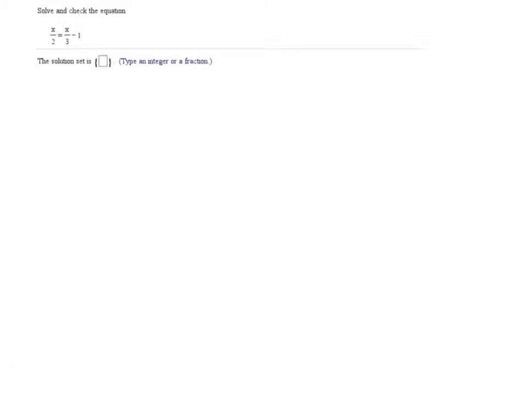Alright, probably the easiest way to approach this problem is to get rid of all your fractions. And the way to do that is to find the lowest common denominator and multiply both sides of the equation by that lowest common denominator. The denominators we have are 2 and 3. So the lowest number that 2 will divide into evenly and that 3 will divide into evenly is 6. So we're going to multiply everything by 6.